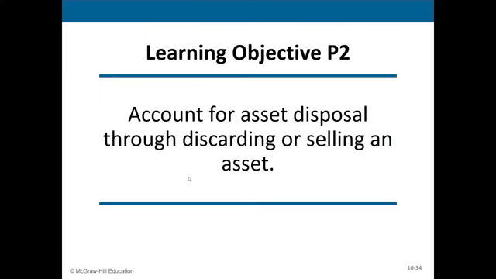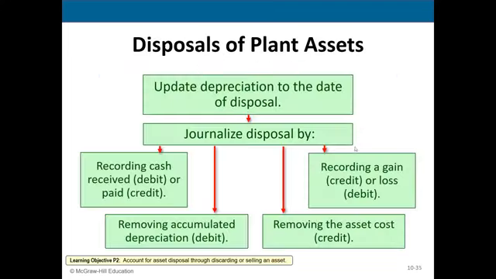Now, what happens when it comes time to get rid of an asset, to dispose of it? Let me show you what that looks like. When we get rid of it, it either happens at the end of its useful life or sometimes before, because maybe we don't need it anymore for whatever reason. Either way, we have to update the depreciation schedule based on the date of disposal.